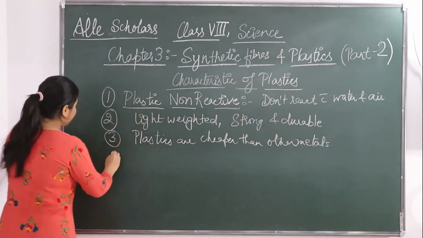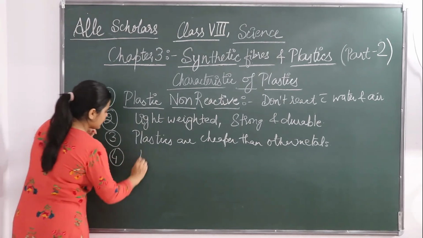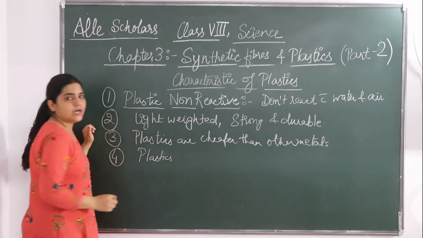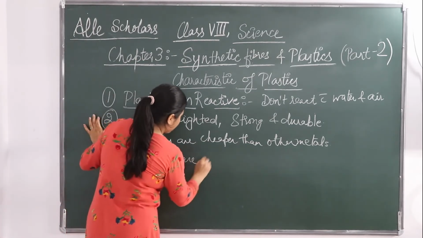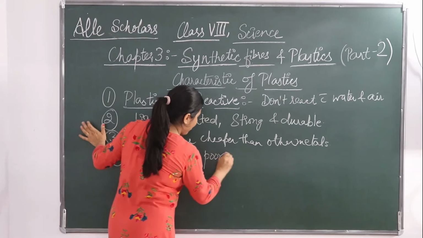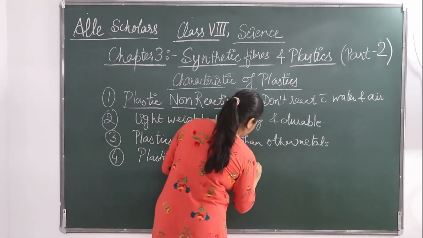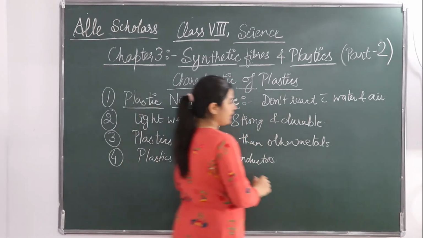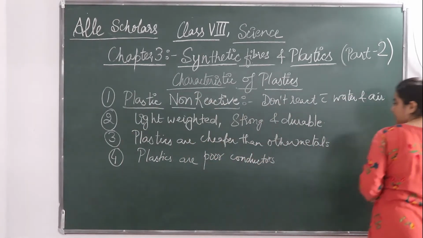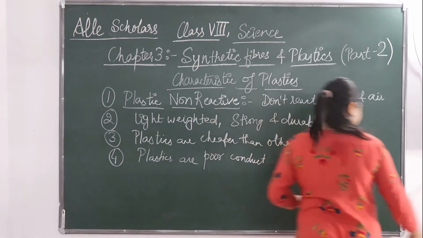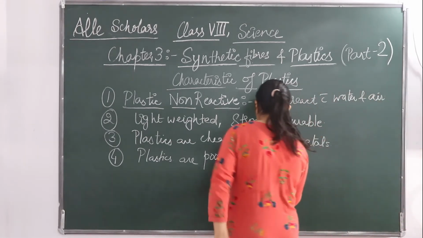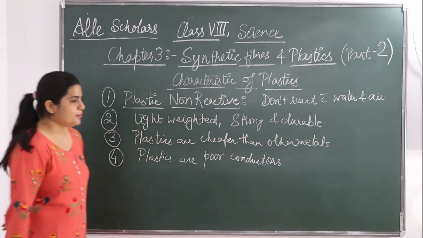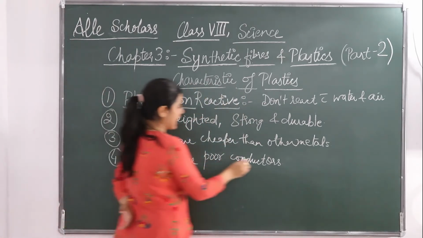Okay, now the fourth characteristic of a plastic is that plastics are poor conductors. Okay, they are poor conductors. Okay, so plastics are poor conductors of heat and electricity.